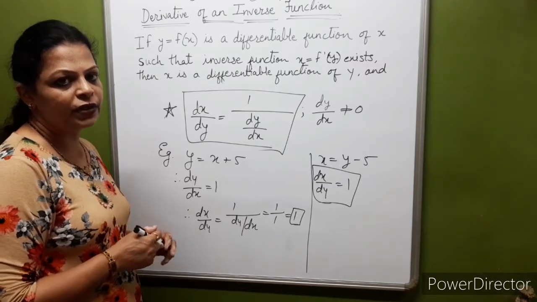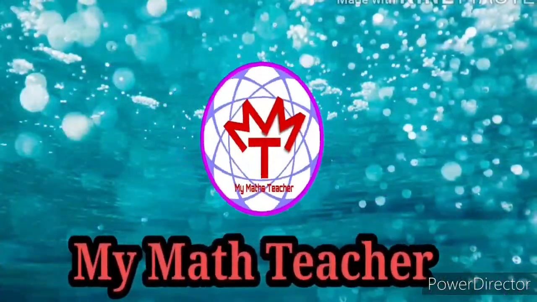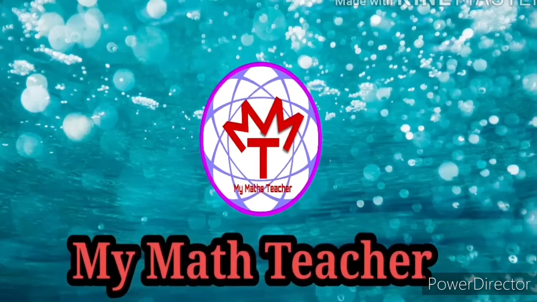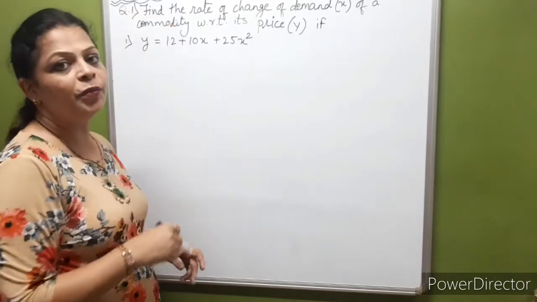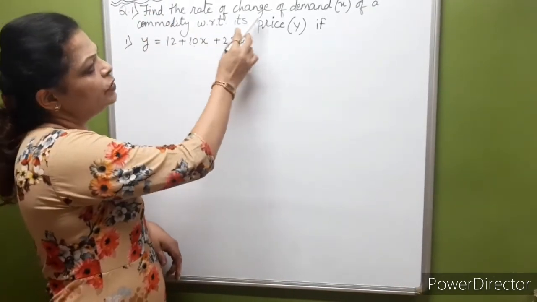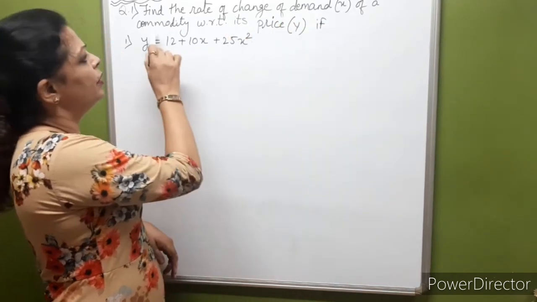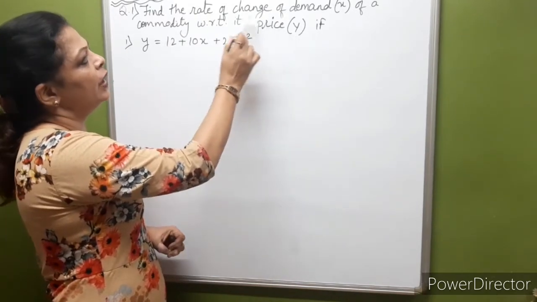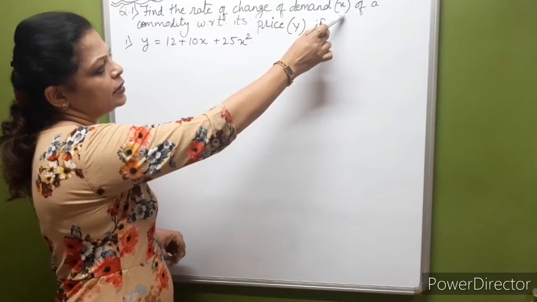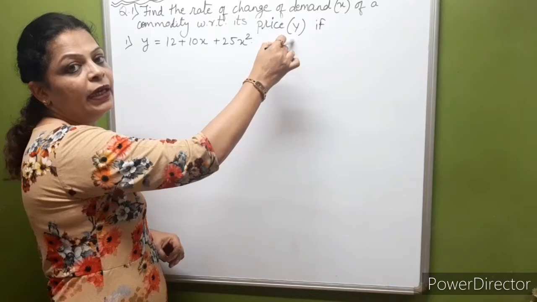So let's solve it. Let's start with the first question of exercise 3.2. Find the rate of change of demand, which is in the variable x, of a commodity with respect to its price, that is y. That means we have to find the rate of change of x with respect to y. That means we have to find dx by dy.